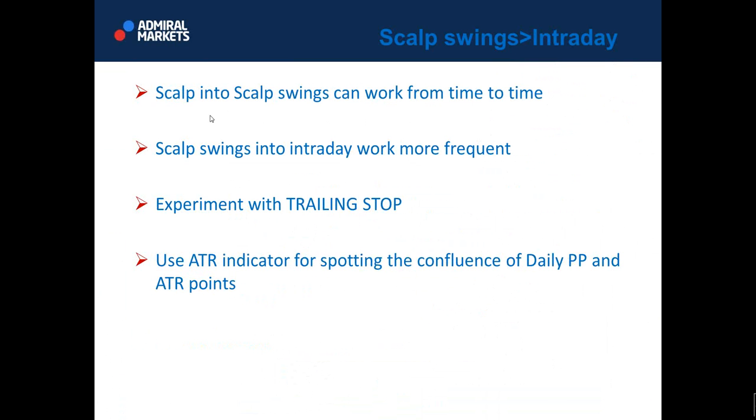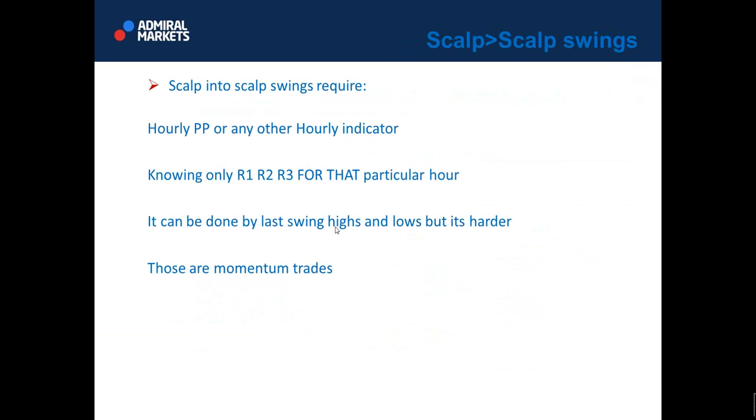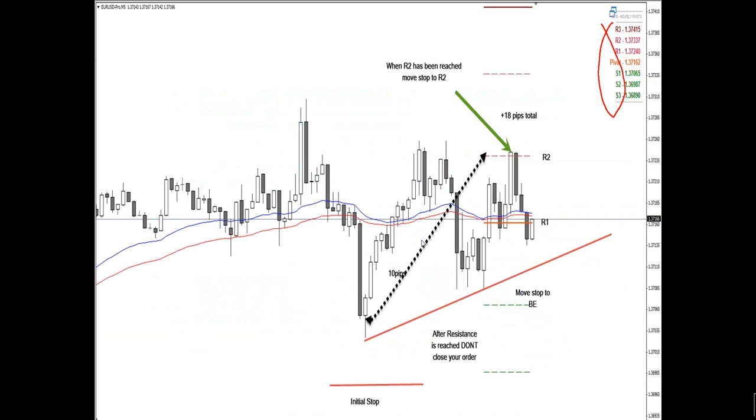Now, scalp into scalp swings can work from time to time. Scalp swings into intraday work more frequent. Do that, experiment with trailing stop. And use ADR indicator for spotting the confluence of daily pivot point and ATR points. That is what I will be explaining also on that particular webinar. Now, if anything is not clear to you, you can ask me. But this is how I usually do my stuff.